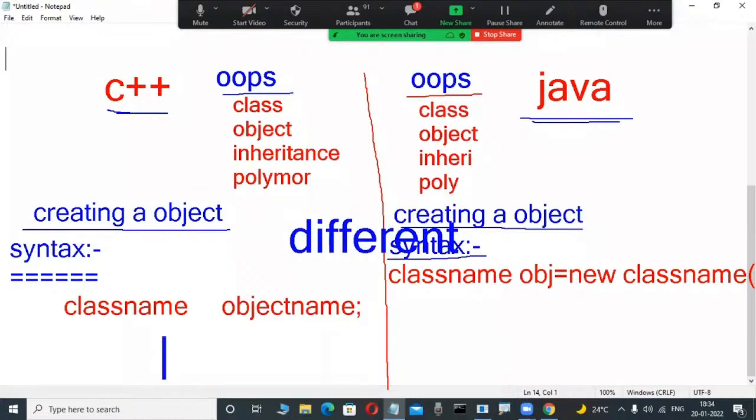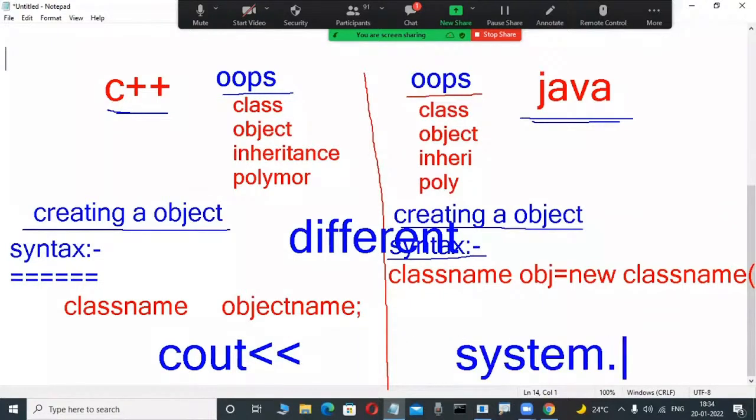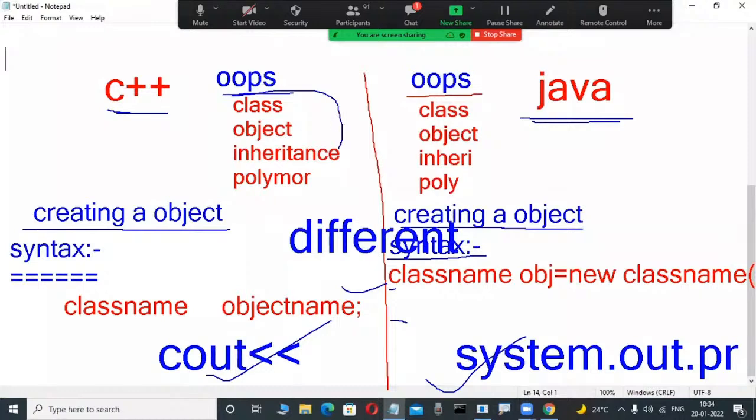Suppose in C++ I want to display output, cout is a function for streaming output. And in Java, what is the function? System.out.println is there. That's why they are syntactically different. Functions are also totally different in these two object-oriented languages. But conceptually, the OOP concepts are the same.